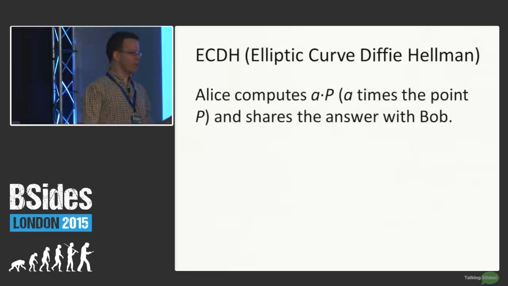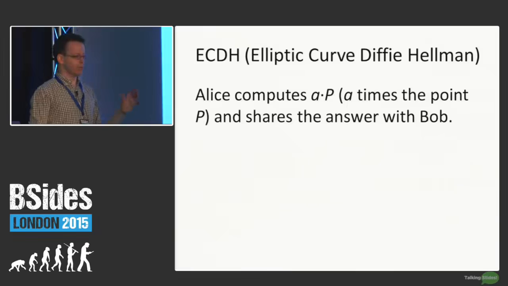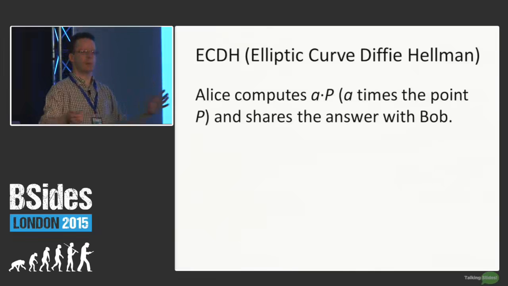Now Alice computes A times P, and even if A is very large, we've seen, or at least I've told you, that this is something her computer can do very fast. And she shares this number, this point, which is kind of a number, A times P, with Bob over a public channel. She doesn't care if anyone can read it.